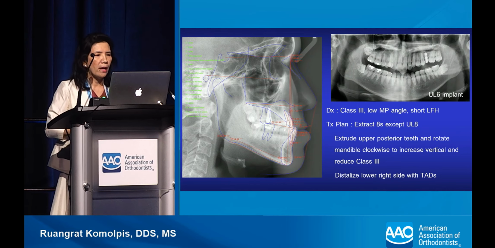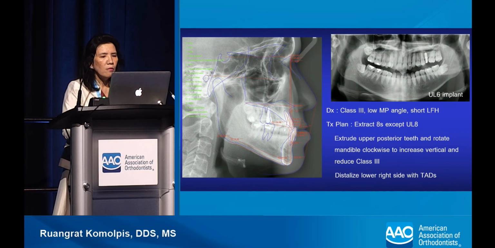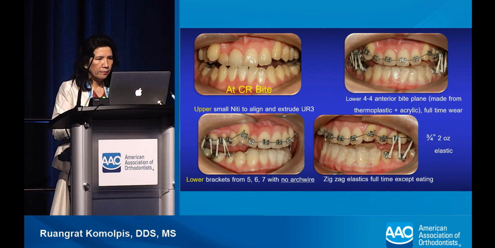Treatment plan: we're going to extract all the third molars except the upper left third molar. Extrude upper posterior teeth. I want to extrude upper because he didn't show a lot of front teeth when he smiles. And rotate the mandible clockwise to increase vertical and reduce class 3. And we're going to distalize the lower right side with a mini screw.